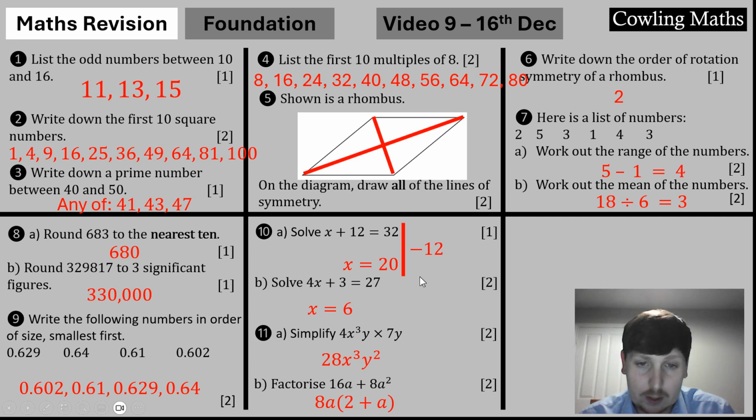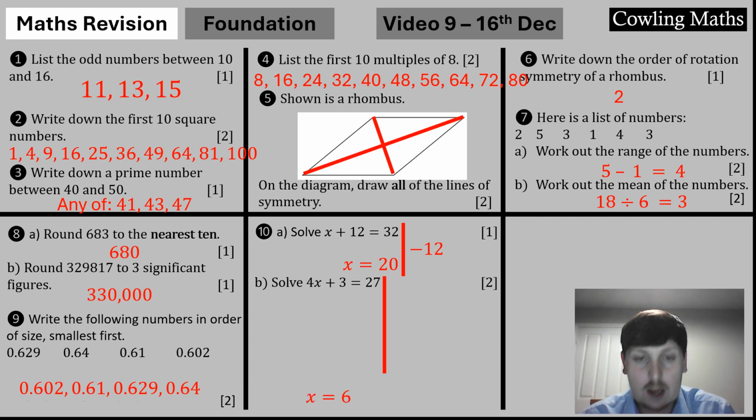Part B is a 2-mark question, so there will be some working out involved. If we think about what we've done to x, it's been times by 4 and added 3. So working backwards, we've got to take away 3 and then divide by 4. Taking away 3 first from both sides, this plus 3 is going to disappear, and we've got to take away 3 from that bit as well. So we get 4x is equal to 24.